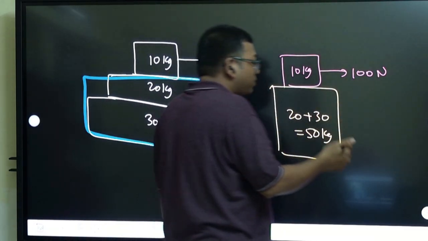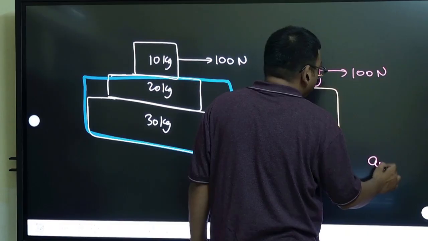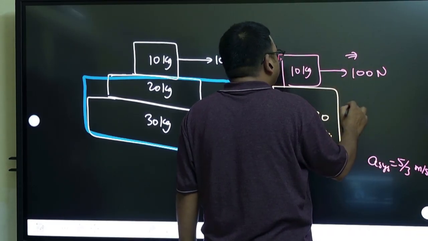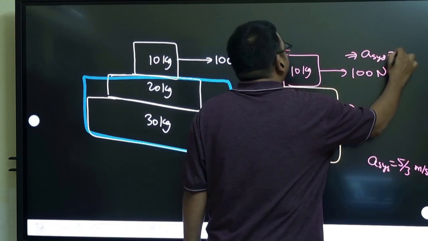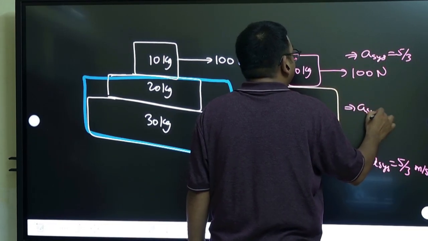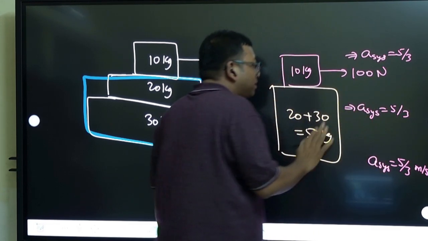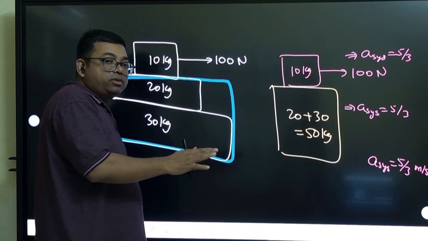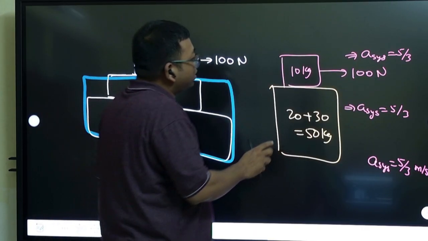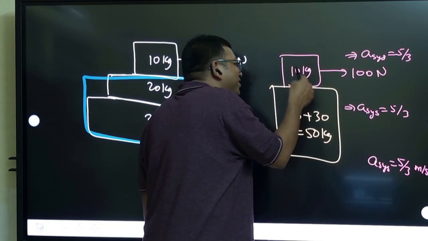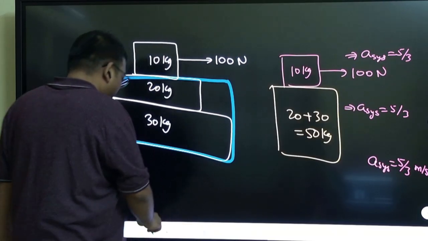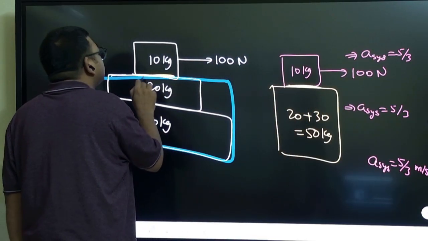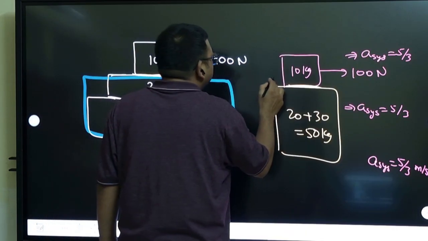Now the acceleration of the system will come the same, 5 by 3. It doesn't matter whether you take this or that. I assume that both of these are moving with the acceleration of the system, 5 by 3. The acceleration will come the same because the total force is 100 Newton and the total mass is the same, 60 kg. So the system acceleration calculation will come the same. Now you need to do this first: check this friction, F1. This friction we need to calculate first.